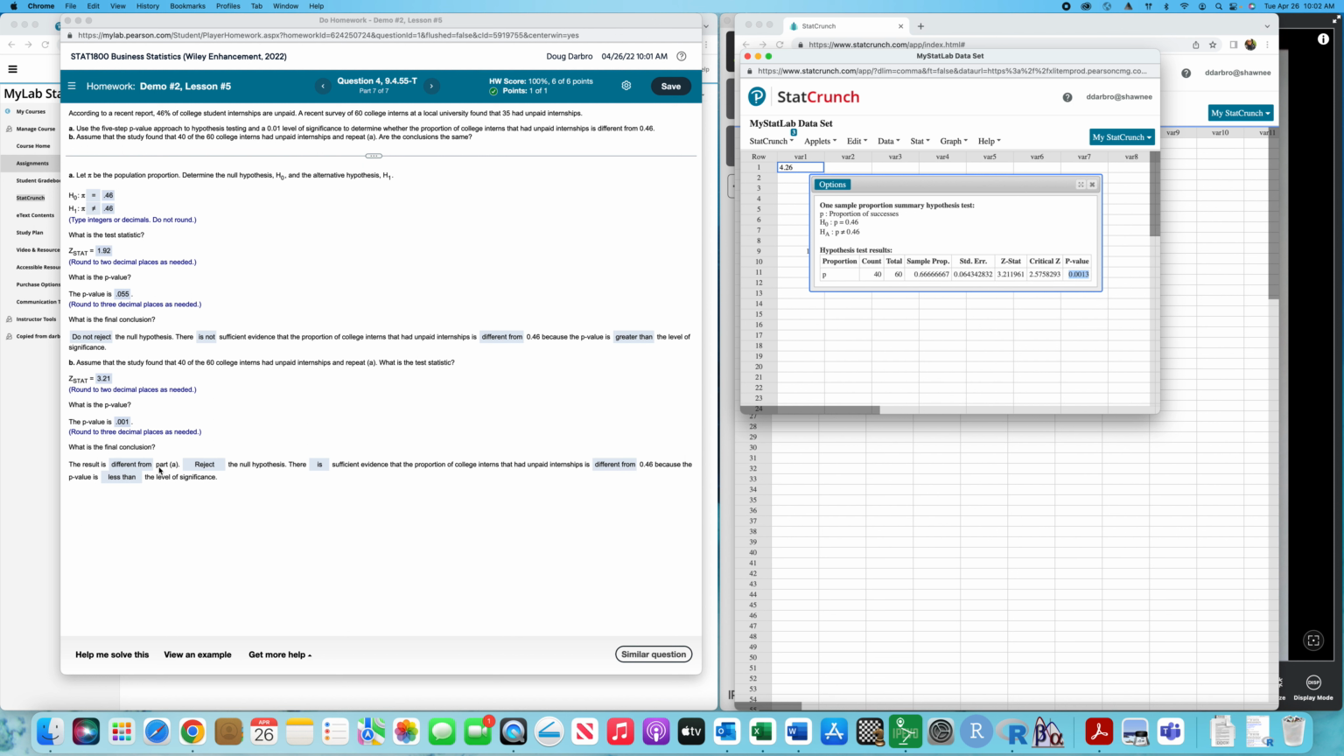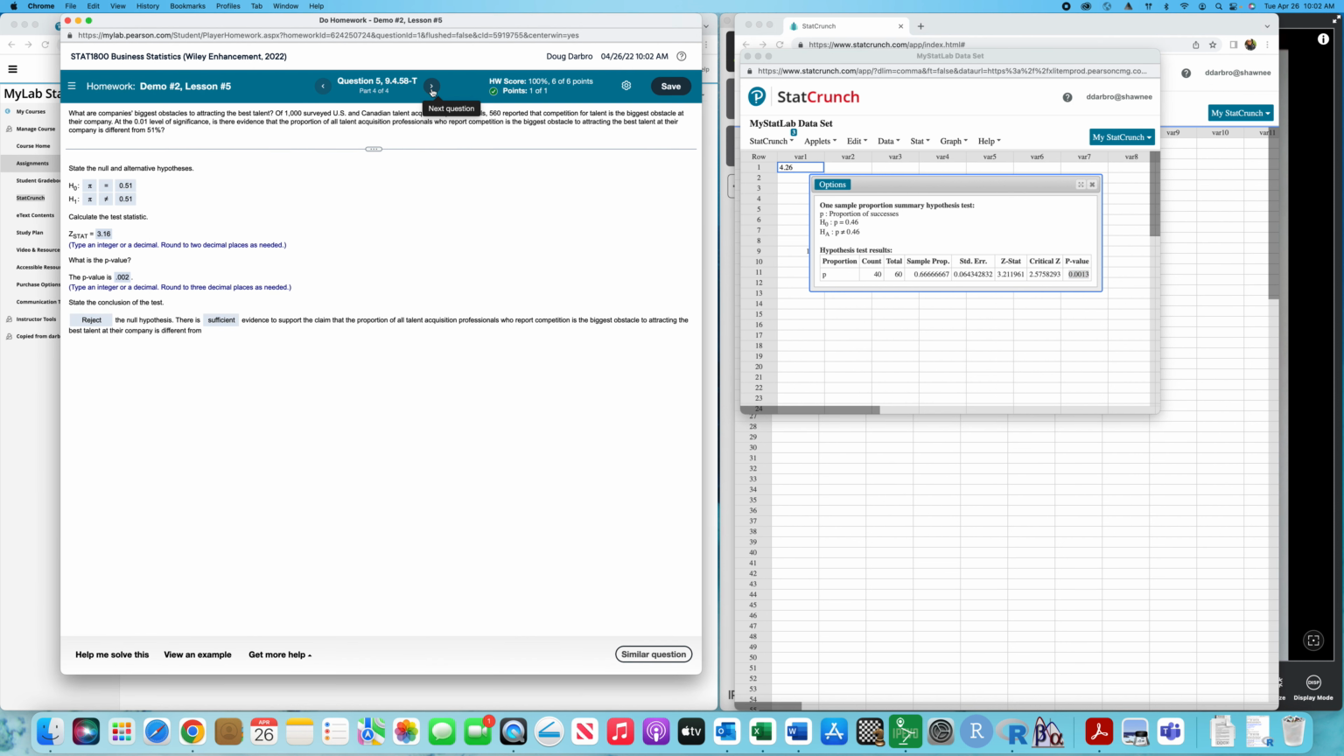Now the result is different from part A, and we end up rejecting because our p-value is less than our alpha value. So there is sufficient evidence that the proportion of college interns that had an unpaid internship is different because the p-value is less than the level of significance. It's one of those things you got to tattoo to the brain. If your p-value is less than your alpha, you reject. If your p-value is greater than or equal to alpha, then you fail to reject.